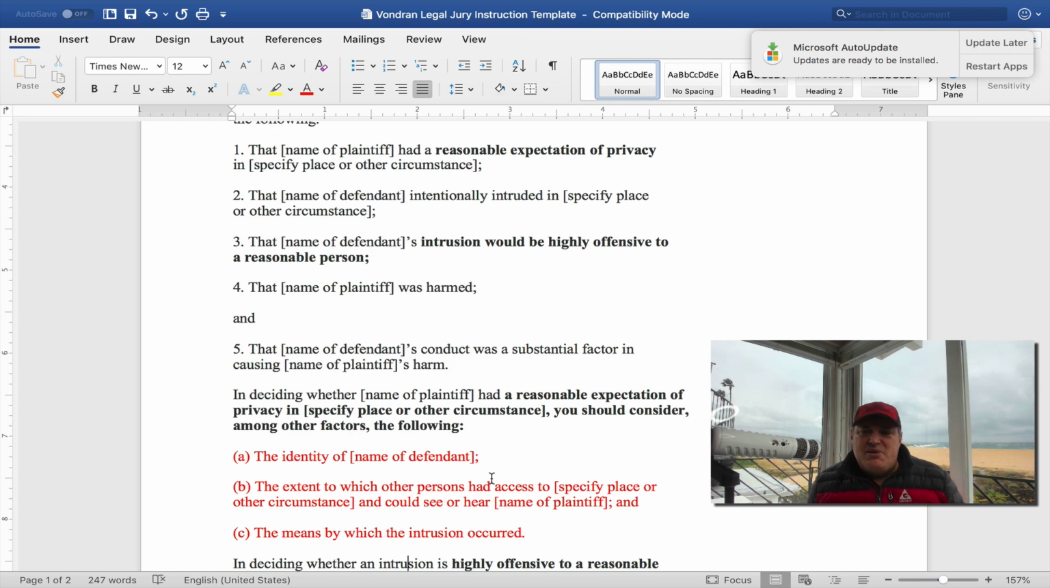Would the intrusion be highly offensive to a reasonable person? Well, ask yourself, if it was you and you woke up one day and you saw that on the internet, would you go, ha ha ha, that's pretty funny? Or would you go, oh my God, I can't believe it. This is so offensive. That's what a reasonable person would do. Is it objectively reasonable that this would be highly offensive? The jury said yes.